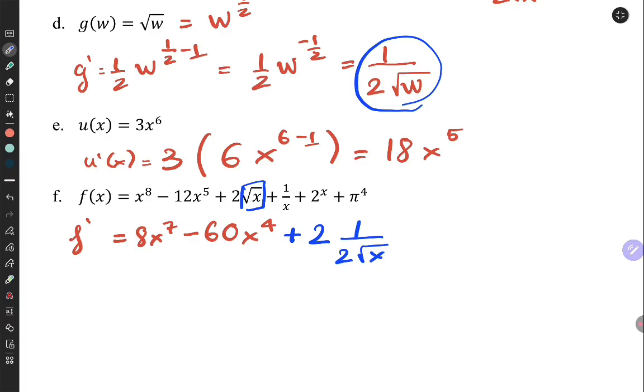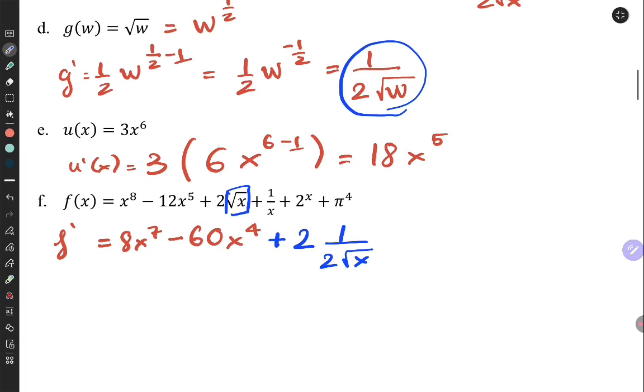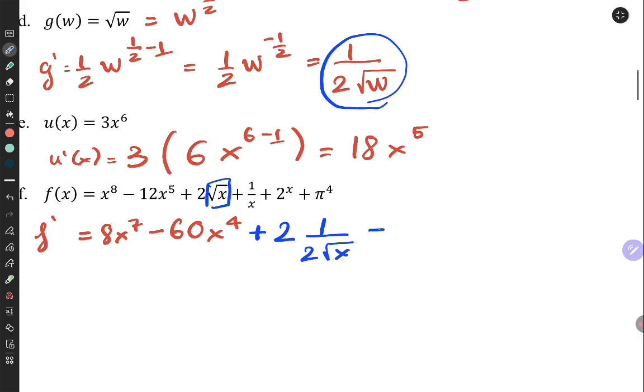The next one is also common: 1 over x. Root 10. In other words, what will be the derivative of this? Where's root 10? Oh, root 10, okay. What will be the derivative of 1 over x?